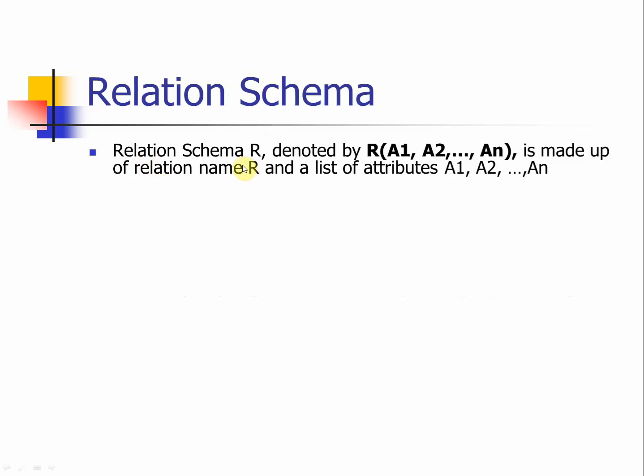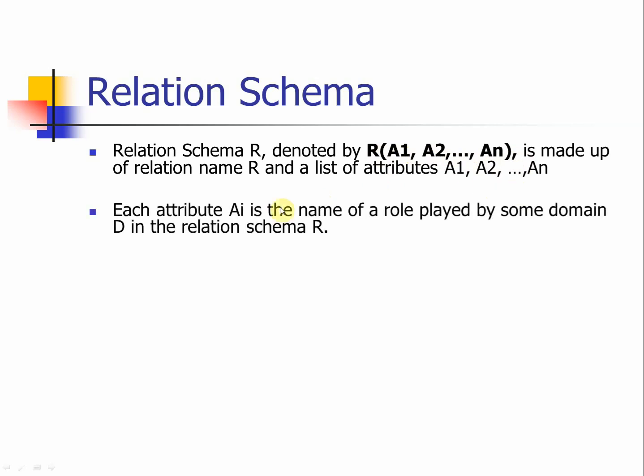A relation schema R, denoted by R, is composed of multiple attributes. So if this is a student table that we were looking at, then we call it a student relation. In our example, we have 7 attributes, so you will have A1, A2 until A7. It is made up of a relation name and a list of attributes. Each attribute, so every single attribute that we're looking at, is a name of the role played by some domain D in the relation schema R.